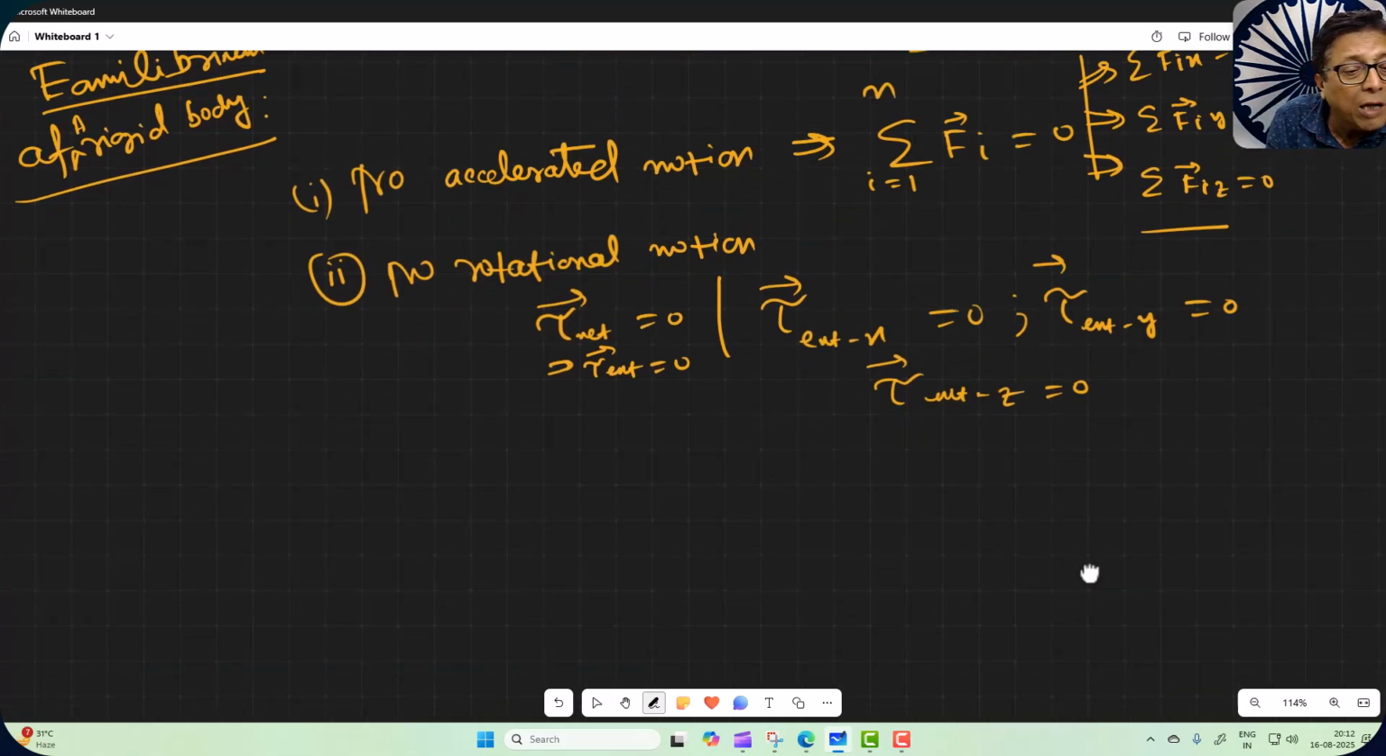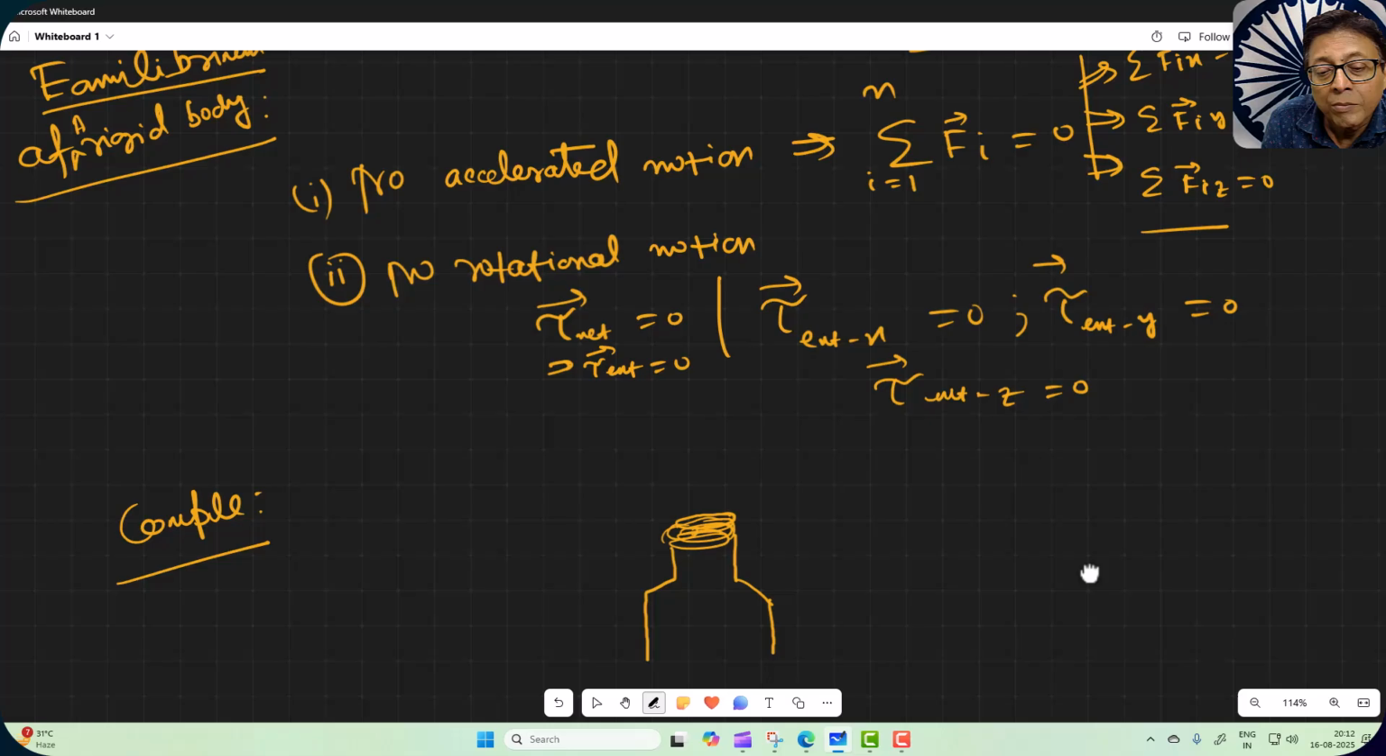Now we are going to define couple. What is that? Couple is, suppose you want to open the lid of a bottle. What do you do here? If you want to open the lid of a bottle, you have to apply force in one direction. No, you have to apply force this way and this way. You have to bring rotational motion, then only it will open.